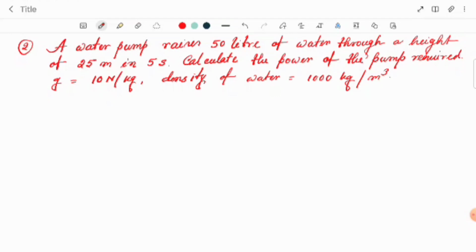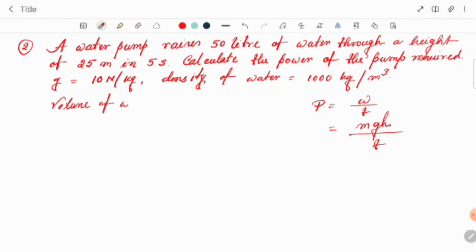So power means we know that W by T. When we have to calculate power, it equals W by T. Here basically W, we can calculate as force into displacement or otherwise mgh. So here we have to use the formula mgh. So for the mass of water we need, g is already given as 10 and h is also given, 25 meter. First of all we have to calculate the mgh. So the mass of the water we need. Here they have already given the volume of water.